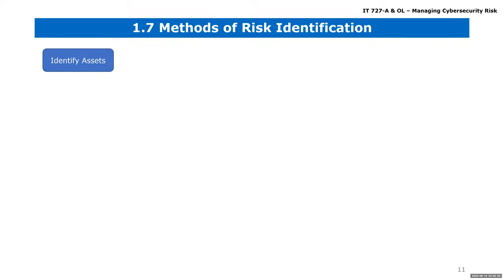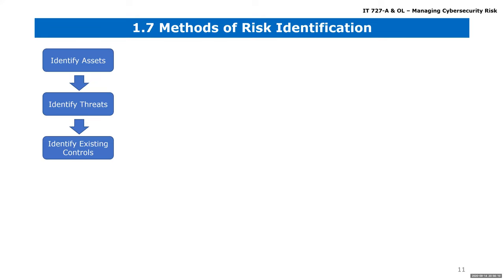How do we identify risk in itself? Do we just say, oh, this is the risk? No. Now this slide is basically consolidating everything we spoke about. We identify the assets. Everybody knows that. Identify the different threats. We identify existing controls. Why are we identifying existing controls? Because the risk might not be there if we already have controls in place.